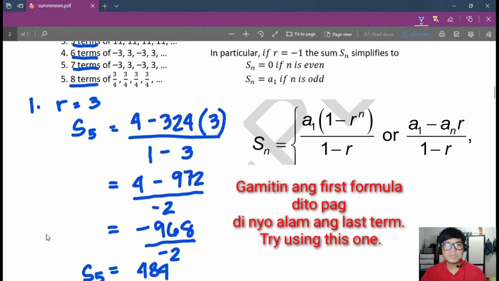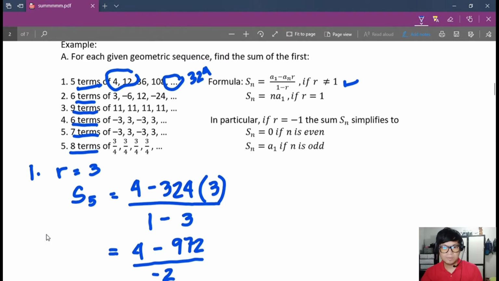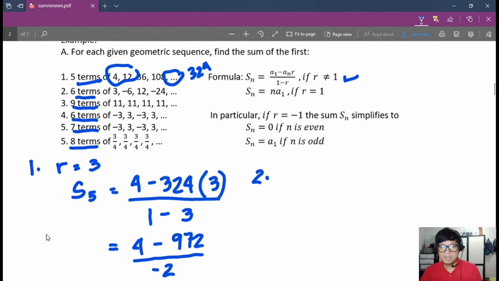Okay, let's proceed to number 2. For number 2, we have 3, negative 6, negative 12. So what is the common ratio for number 2? The common ratio is negative 6 divided by 3, that's negative 2. So negative 2 is our common ratio.